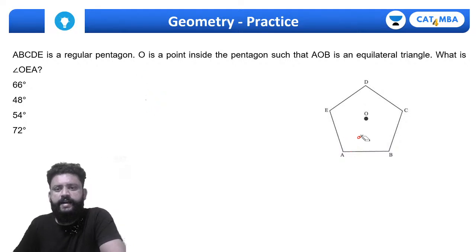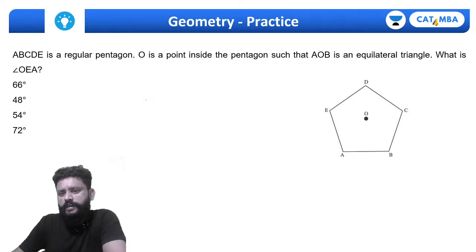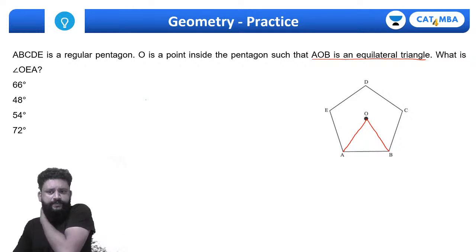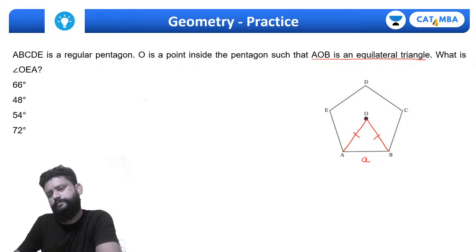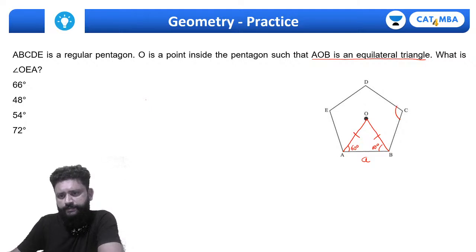So this is 108 degree and we have a point O such that the AOB is an equilateral triangle. So if I connect OA and OB, we'll get the equilateral triangle. So definitely if this side is AB, ये दोनों side same होंगे. So we have this as A, so this is 60 degree, 60 degrees. So ये 108 degree है. Each of the angle is 108 degree.